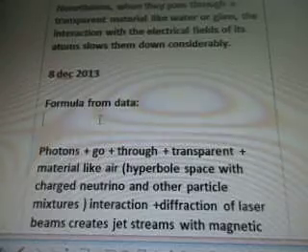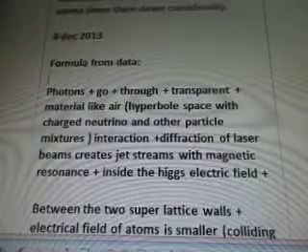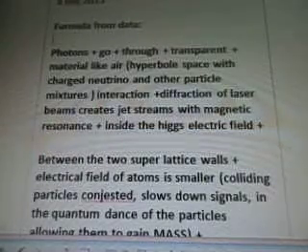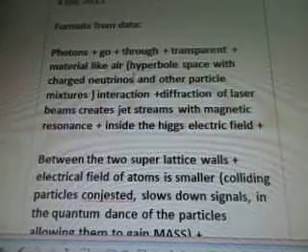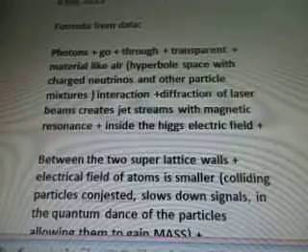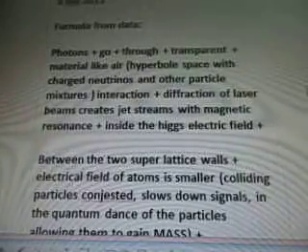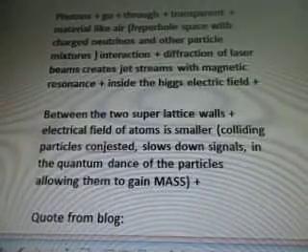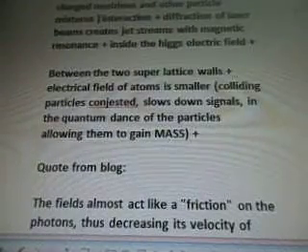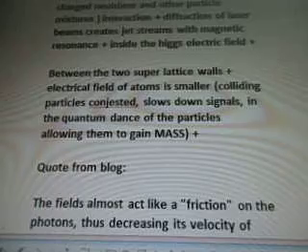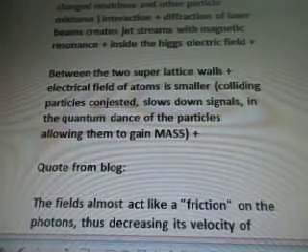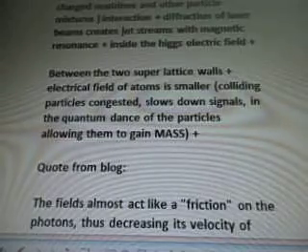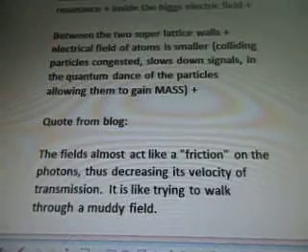Formula from the data: photons go through transparent material like air, hyperbolic space with charged neutrinos and other particle mixtures. The interaction is with the diffraction of laser beams, creates jet streams with magnetic resonance inside the Higgs electric field. Between the two superlattice walls, there's an electrical field of atoms and smaller colliding particles congested. Slows down signals in the quantum dance of the particles, allowing them to gain mass.